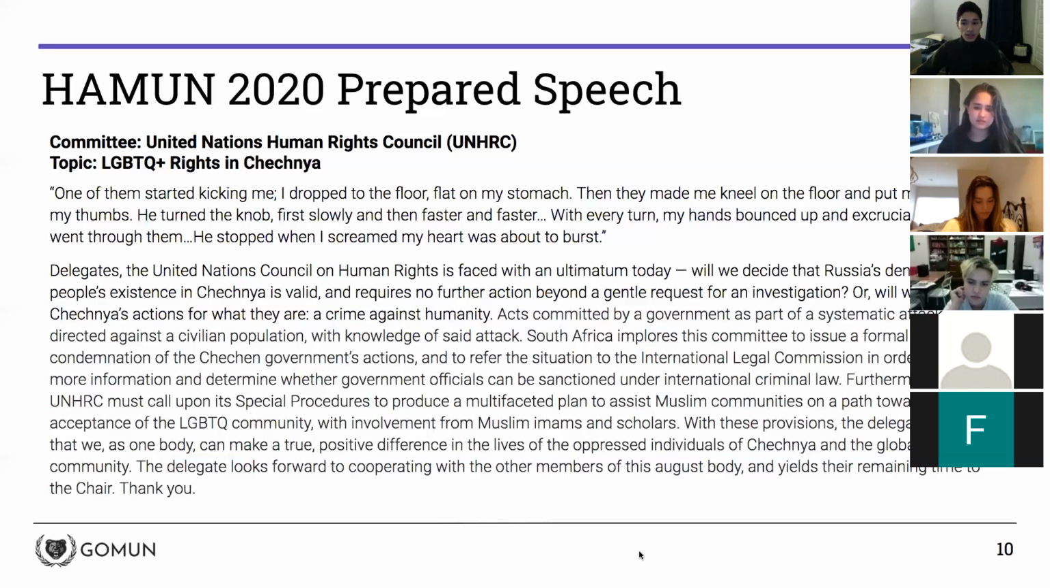South Africa implores this committee to issue a formal condemnation of the Chechen government's actions and to refer the situation to the International Legal Commission in order to gather more information and determine whether government officials can be sanctioned under international criminal law. Furthermore, the UNHRC must call upon the special procedures to produce a multifaceted plan to assist Muslim communities on a path towards gradual acceptance of the LGBTQ+ community, with involvement from Muslim imams and scholars. With these provisions, the delegate hopes that we, as one body, can make a true positive difference in the lives of the oppressed individuals of Chechnya and the global LGBTQ+ community. The delegate looks forward to cooperating with the other members of this august body and yields the remaining time to the chair. Thank you.